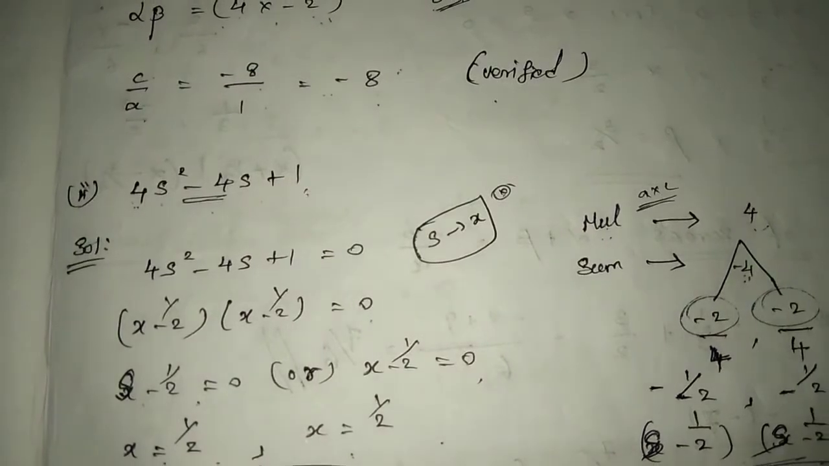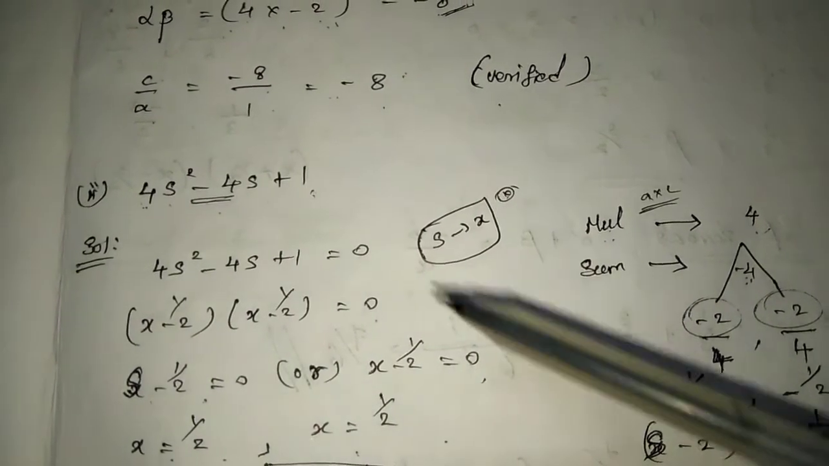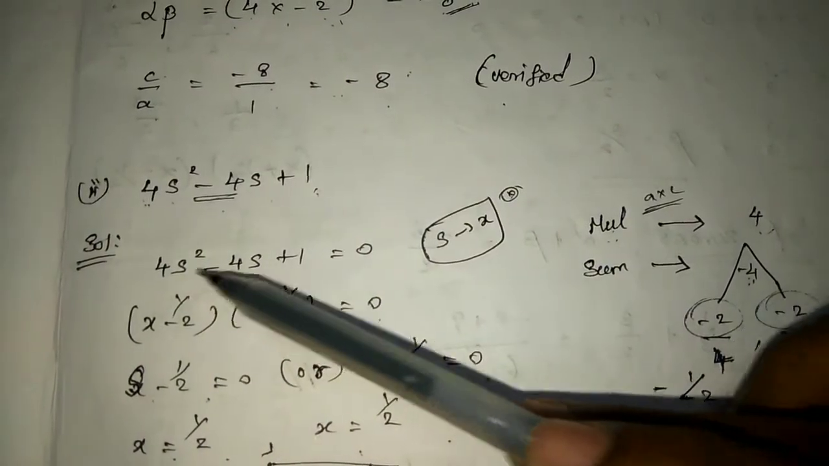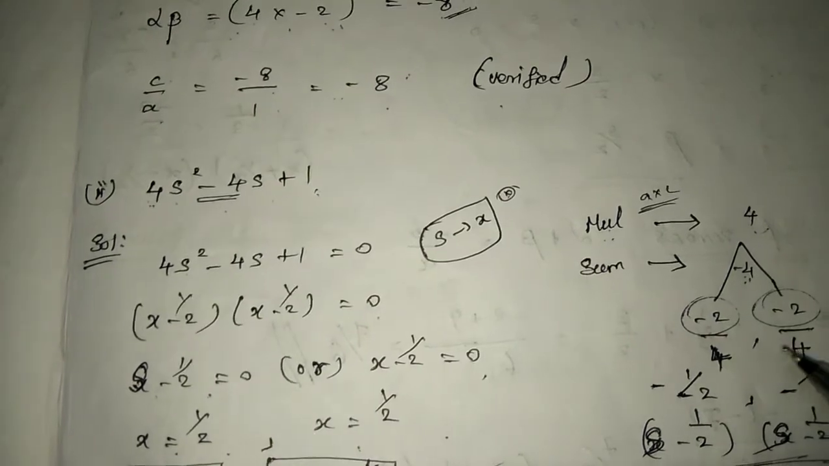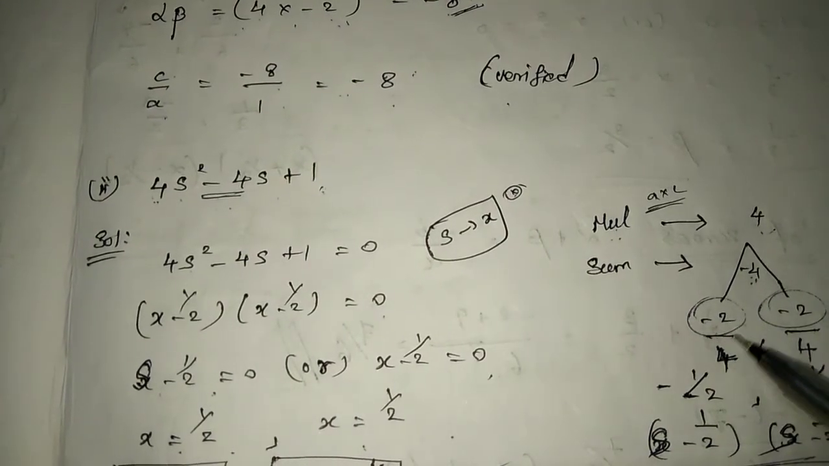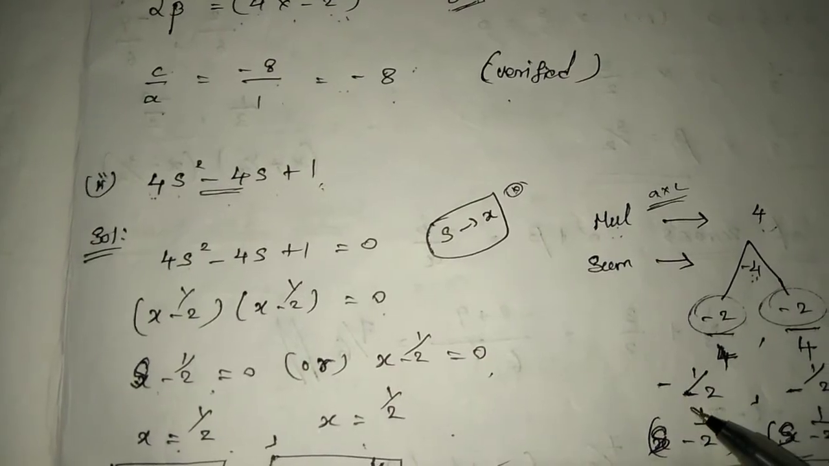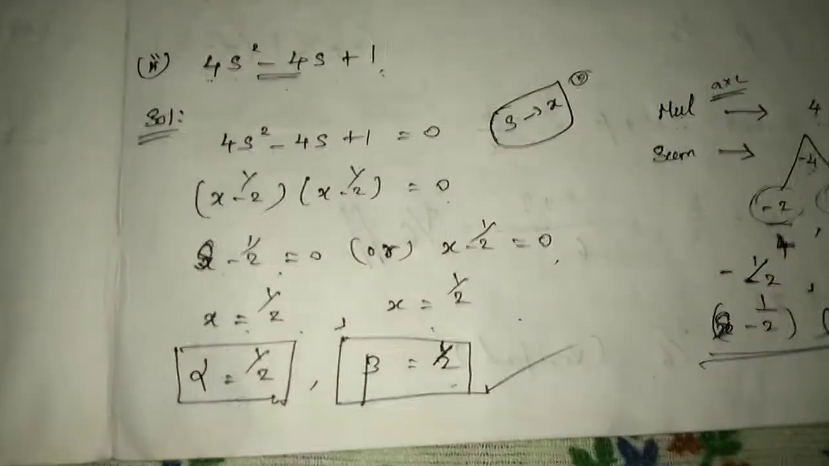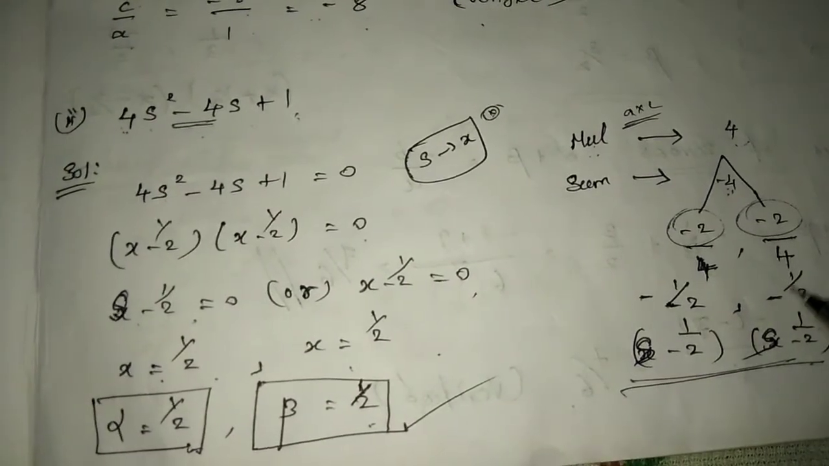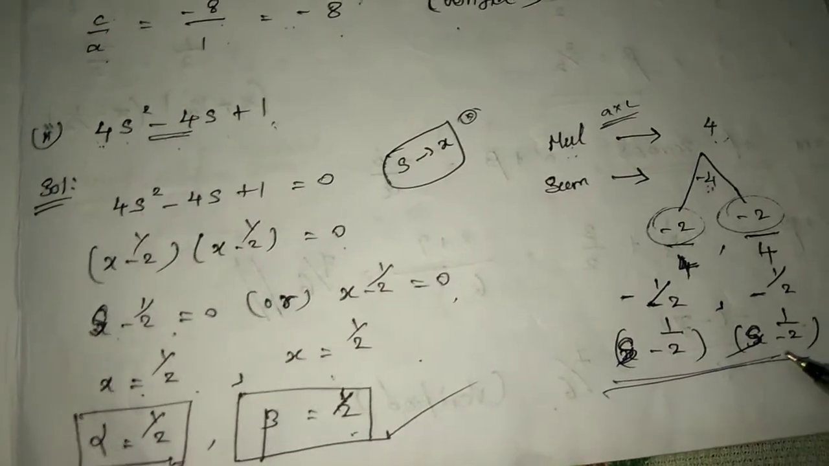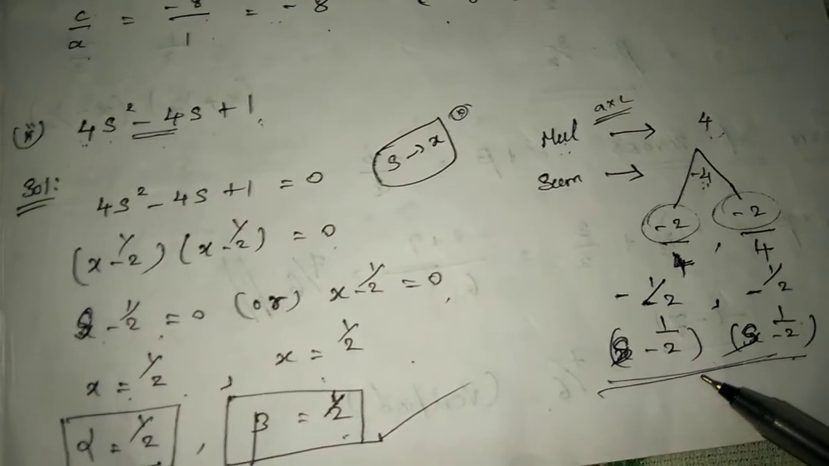After finding the numbers, what should you do? You should divide by the coefficient of s squared. So divided by 4 and divided by 4. Now you can cancel it. 2 ones are 2, 2 twos are 4; so remaining are minus 1 by 2 and minus 1 by 2. After finding the simplest form, you should convert into factors. It's nothing to worry about. You should add the symbol and simply write the variable.